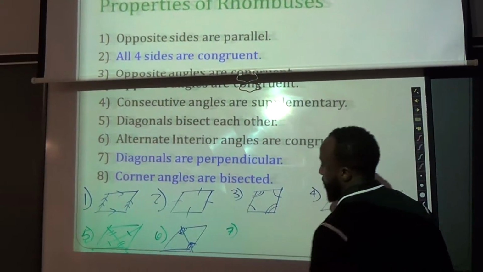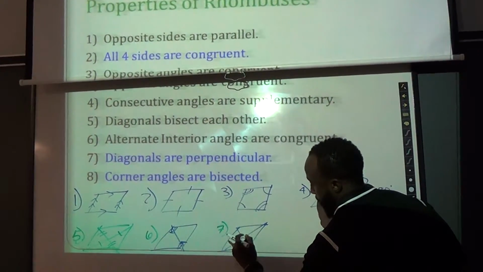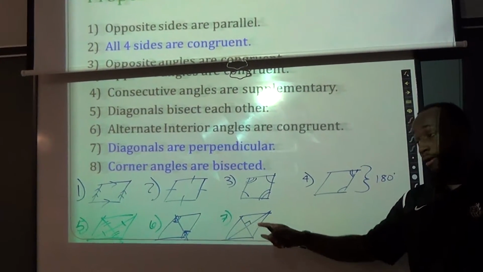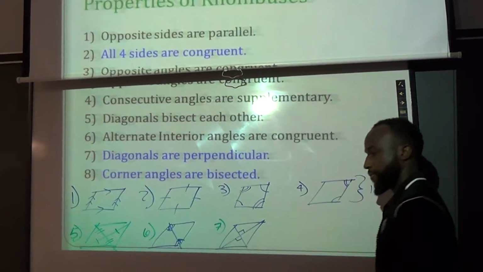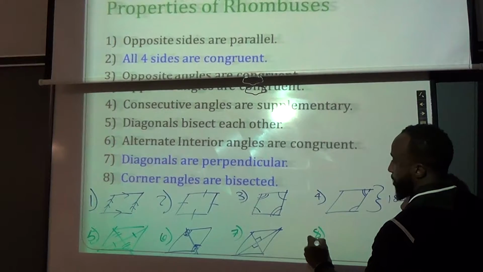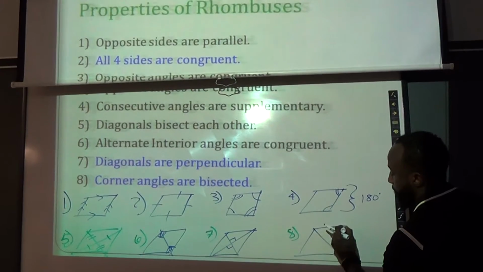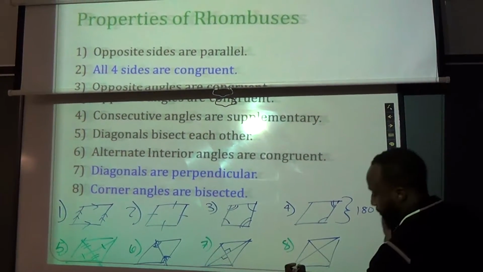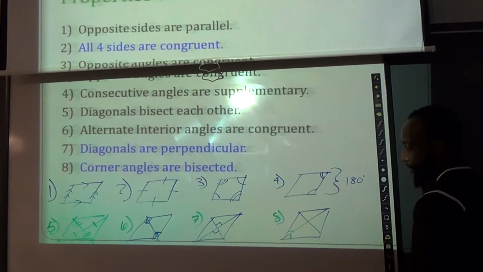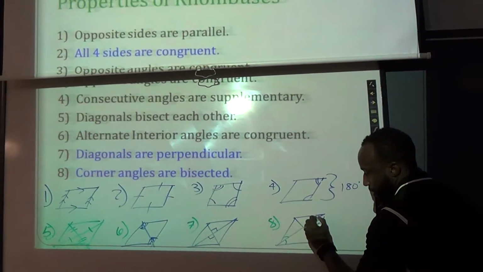Number seven, again, the diagonals not only bisect each other, but they are perpendicular. Perpendicular means that this angle here now is 90 degrees. And the last one, the corner angles are bisected. That means that when we have the diagonal, this angle is going to be the same as that angle, and because these are alternate interior angles, that's going to be the same, and that's going to be the same.